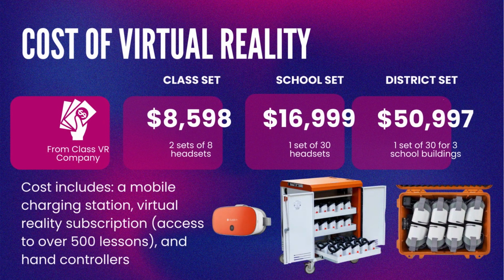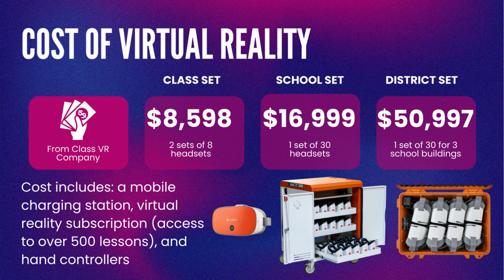The cost of virtual reality is a little intimidating, but you'll see later in the presentation that there are some alternatives. This is based off of Class VR's pricing. A class set, which is two sets of 8 headsets, is around $8,500, whereas a school set or one set of 30 is around $17,000, and a district set or one set of 30 for 3 school buildings would be around $51,000. That cost does include a mobile charging station, obviously the headsets, a virtual reality subscription to Class VR's website, which has over 500 lessons, and hand controllers.